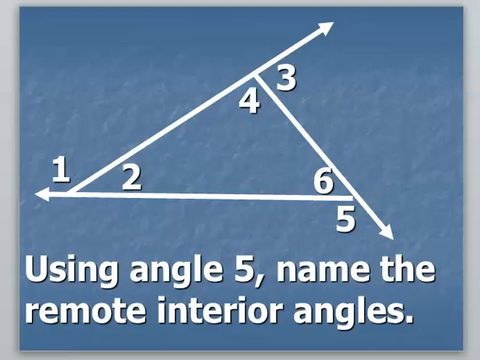Same picture, using angle 5, name the remote interior angles. Remote interior are the ones inside the triangle that are far away from this exterior angle. So since 6 is right next to it, the other 2 are remote interiors. So we're going to list angle 2 and angle 4. Remote interiors are the interiors that are far away from our exterior angle.